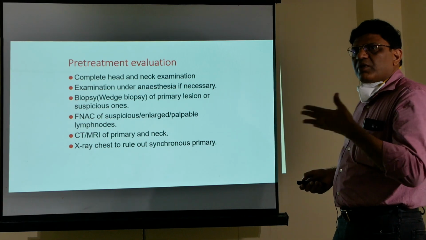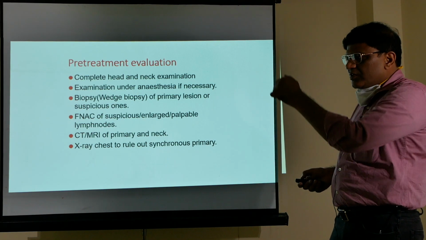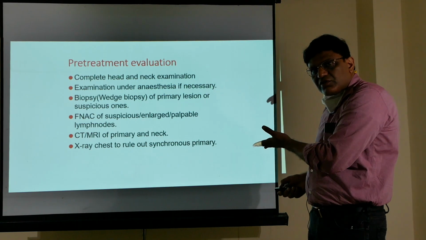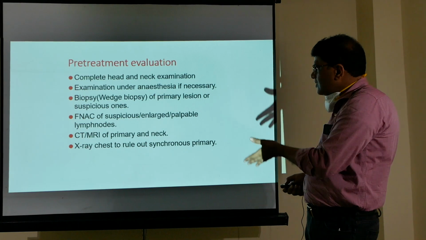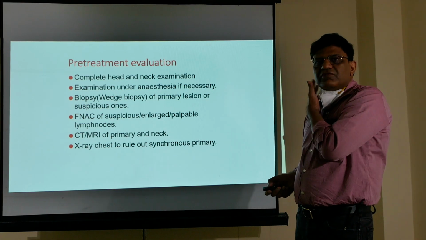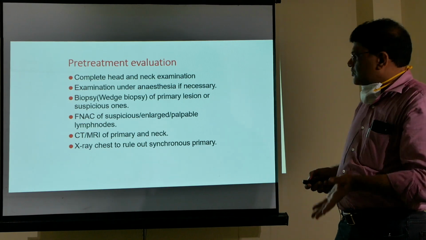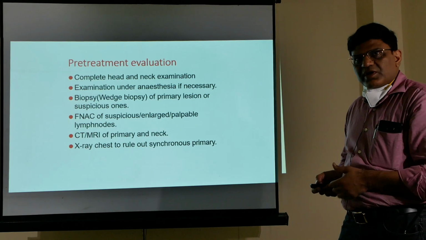Then different types of biopsies, like a wedge biopsy, which includes subnormal tissue and malignancy. Then FNAC of the suspicious lymph nodes, then CT or MRI to see the lymph nodes and the resectability of the tumor, and lastly X-ray of the chest to rule out synchronous malignancy.